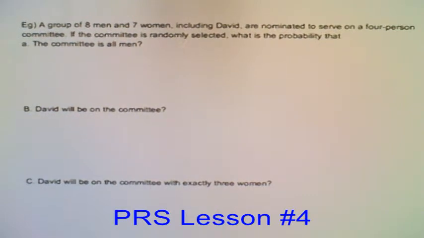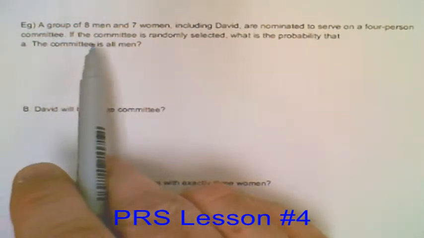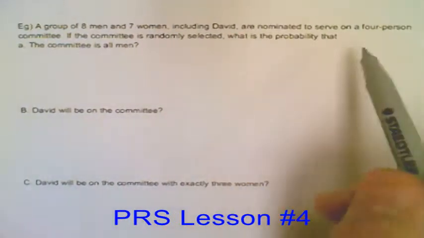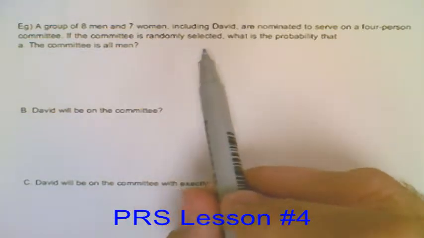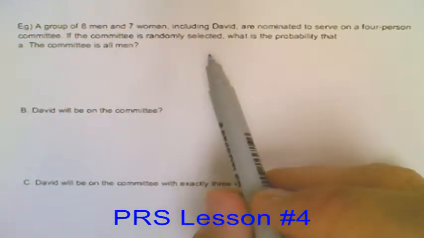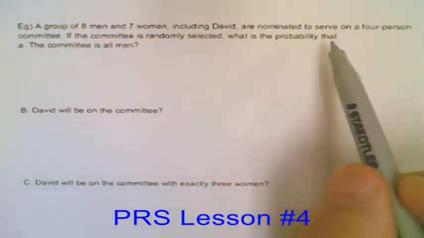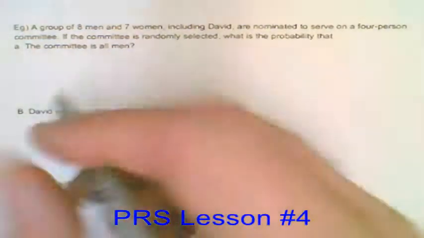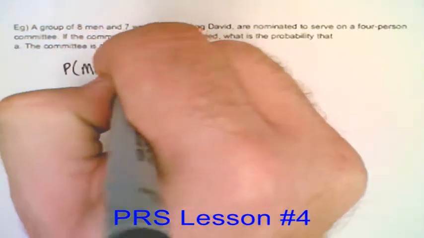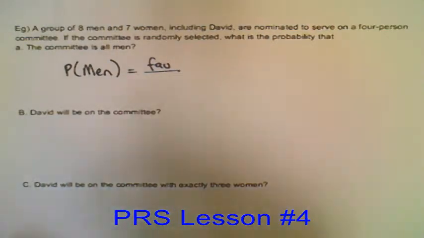All I'm doing here is taking the perms and combs stuff that we did before, and making it so that it's just a few questions in one. And I want probability. This one here: a group of 8 men and 7 women, including David, are nominated to serve on a 4-person committee. The committee is randomly selected. Now that's the key thing, randomly selected, because if it's not randomly selected, then you can make anything happen you want. So it's randomly selected. What is the probability that the committee is all men?